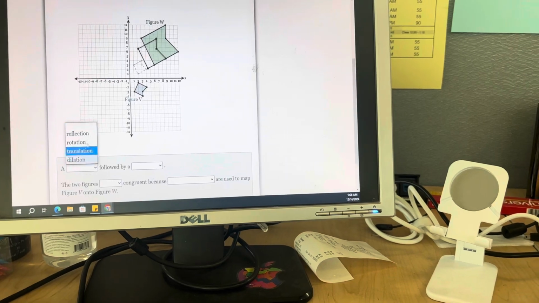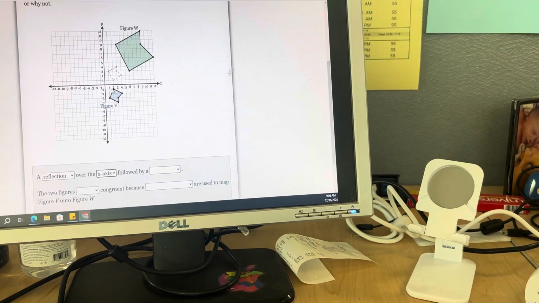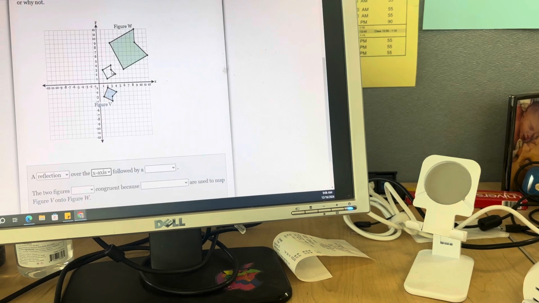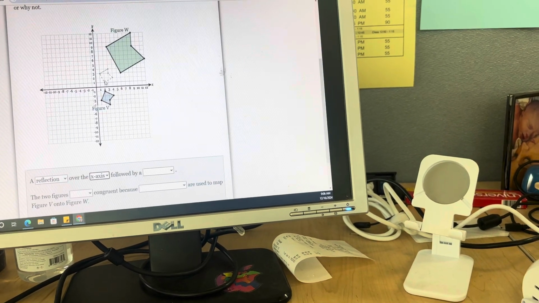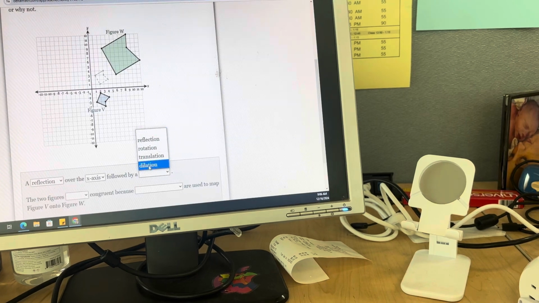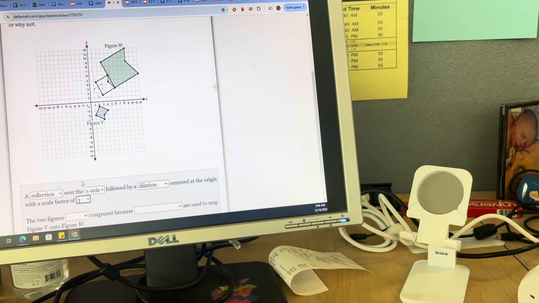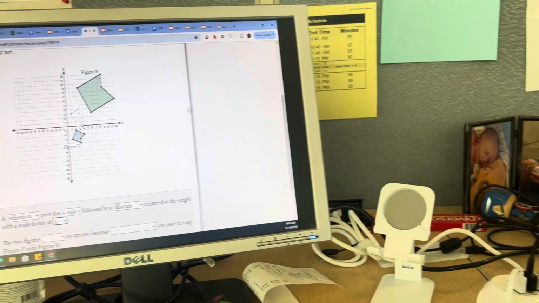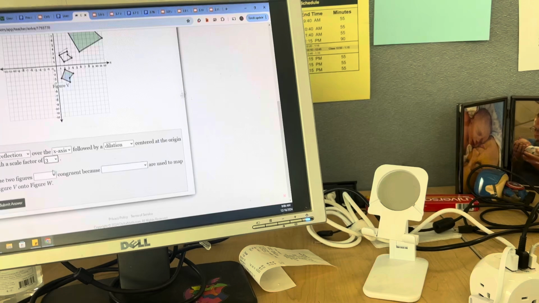So that first one appears to be a reflection across the x-axis because that's right there. And then this is 2, 1, and I'm taking it to 6, 3. That's going to be followed by a dilation by a scale factor of 3 because that's what I'm multiplying by. 2 times 3 makes 6, 1 times 3 makes 3. So that's going to put that in the right place.